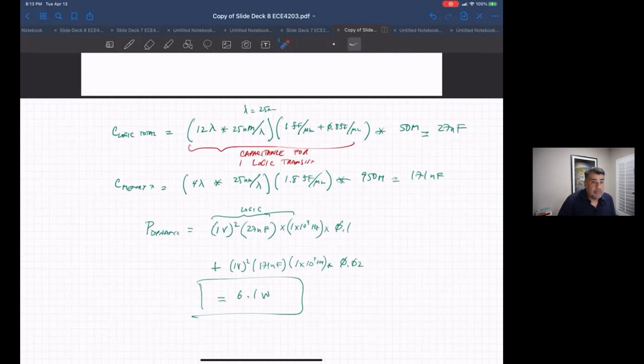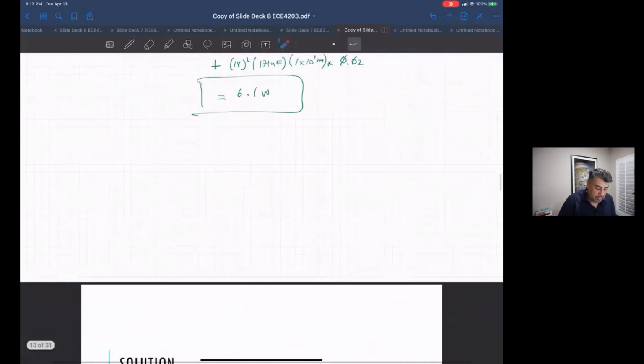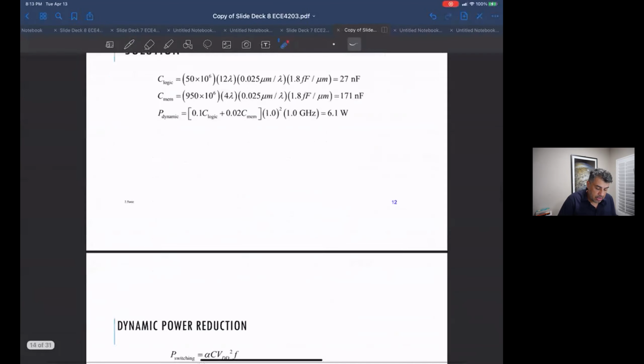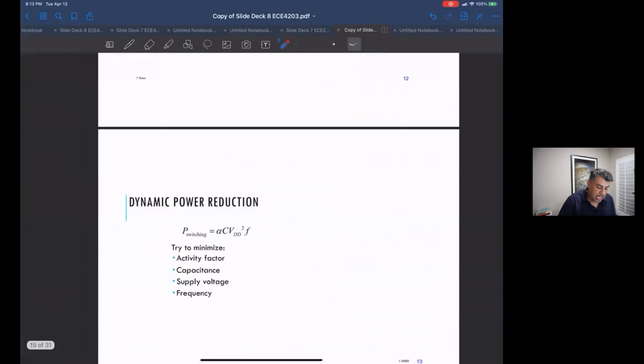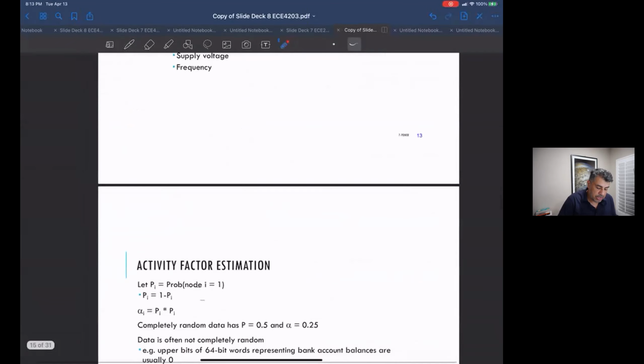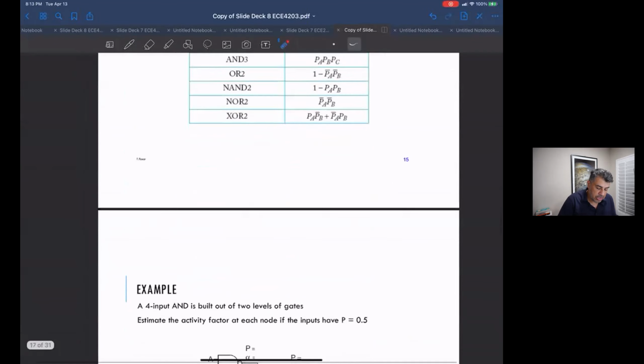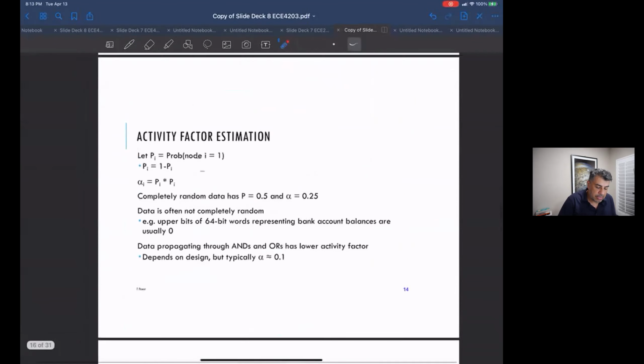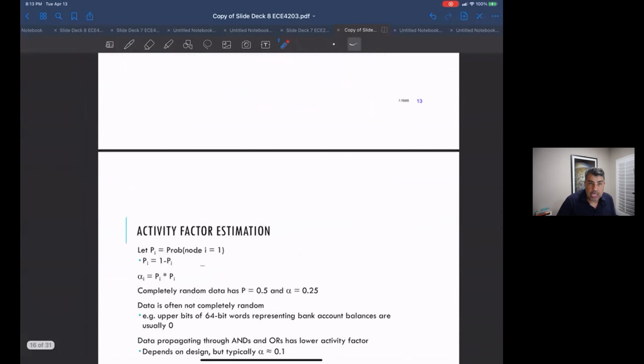Okay, guys, I think I'm going to stop here. In the next one, we're looking at the different ways we can reduce the activity factor and the static power. So that will be on Thursday.